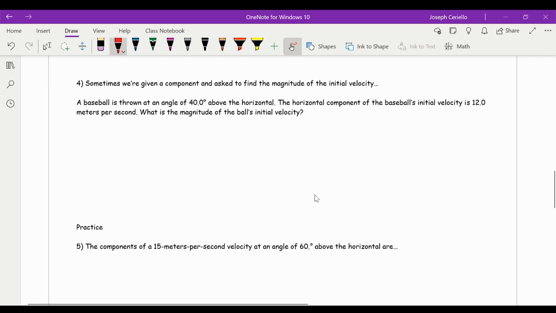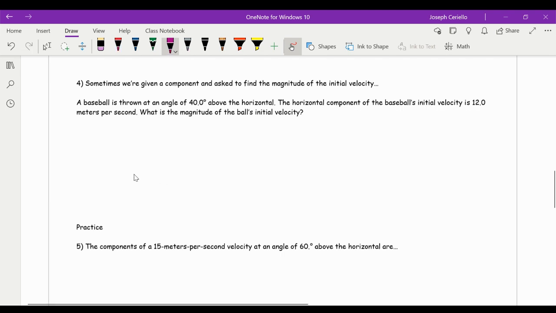So this one's a little bit different. Sometimes we're given a component and have to find the magnitude of the initial velocity. So instead of being given the hypotenuse, we're going to be given one of the components. A baseball is thrown at an angle of 40 degrees above the horizontal. The horizontal component of the baseball's velocity is 12 meters per second. What is the magnitude of the ball's initial velocity? So that's looking for the hypotenuse.